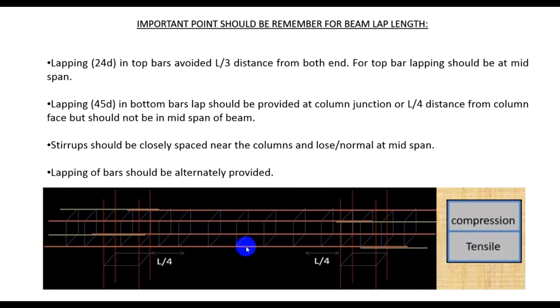Otherwise, if we provide lapping here, the maximum tension occurs, and our lapping will become loose or will not work perfectly. That's why we should try to provide lapping at the column joint. For the top bars, we have to avoid the area near the column face and focus on the mid span, and for the bottom bars we have to avoid the mid span. We have to provide the lapping at the beam column joint or within the L4 length of the beam. So this is a good way to provide lapping in a beam.